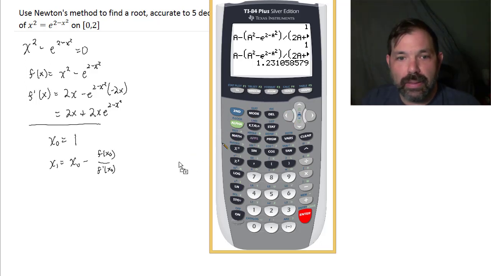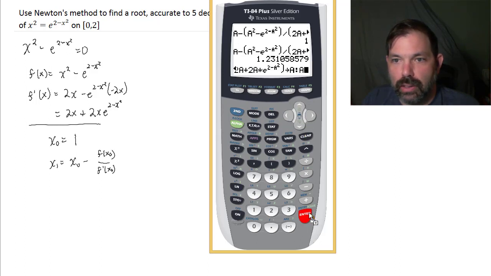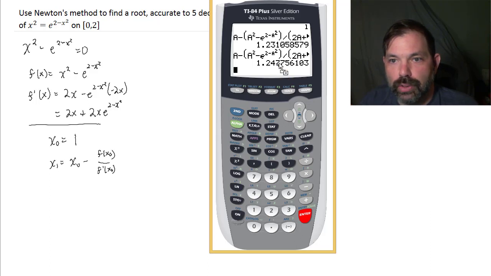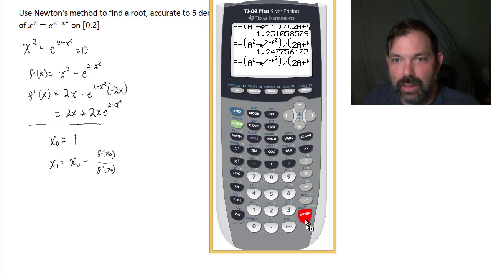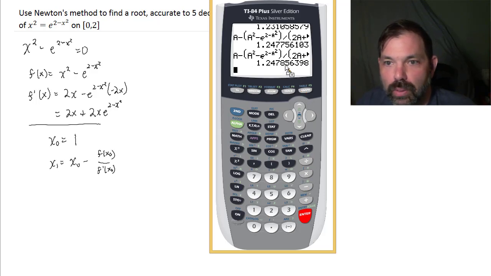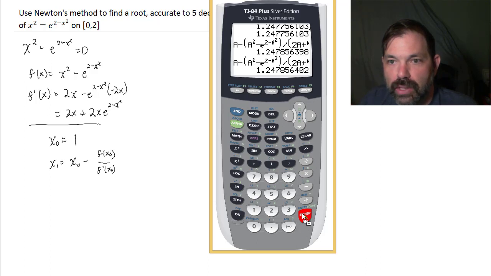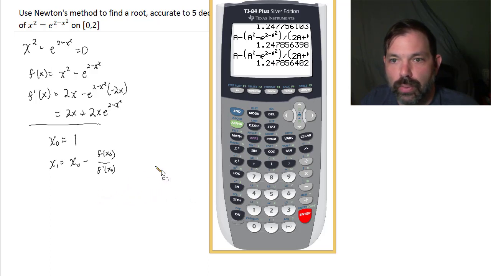And so now what we do is we repeat the algorithm. So let's see, x1 is 1.231, etc. And so now let's bring up that last line of code again and hit enter. 1.247756. And I think, in fact, if we just hit enter again, it'll do the same process again. Let me just hit enter. There we go. And so it looks to be accurate to 4 decimal places now. Let's hit enter one more time. That should do it. All right, now we have accuracy to 5 decimal places.